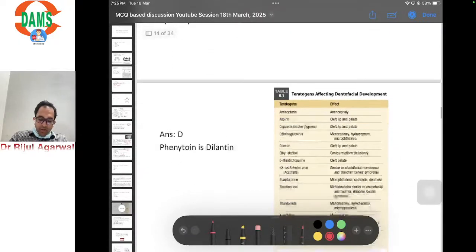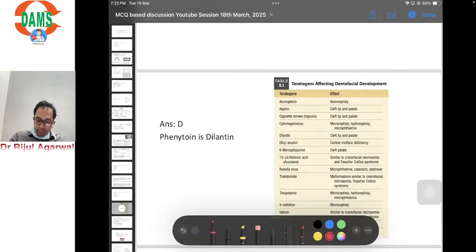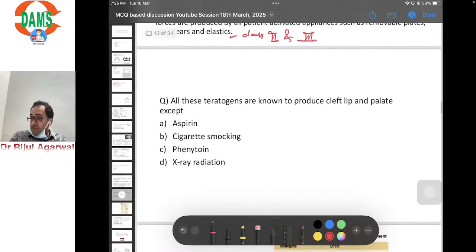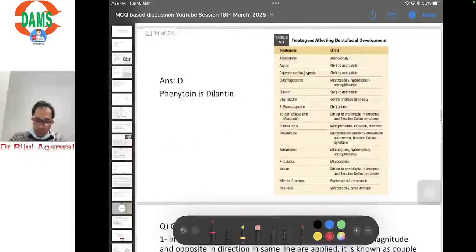Okay, so the correct answer is phenytoin. Sorry, X-ray radiation. Sorry, the correct answer is X-ray radiation. Cigarette smoking, phenytoin, aspirin, all these three cause cleft lip and palate. Okay, phenytoin is the other name of dilantin sodium. So this is a table: aspirin, cigarette smoking, dilantin, mercaptopurine, all cause cleft lip and palate. Especially for cleft lip and palate, do remember the teratogens.